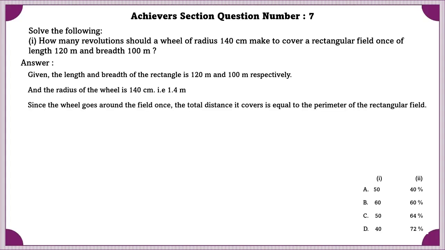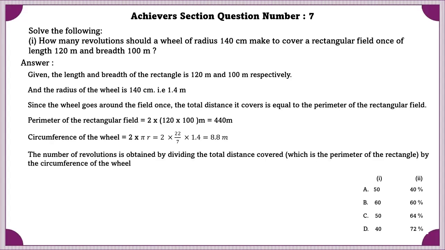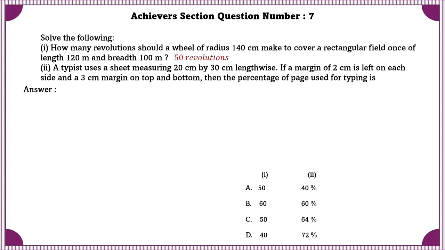Since the wheel goes around the field once, the total distance it covers is equal to the perimeter of the rectangular field. Perimeter of the rectangular field is equal to 2 into L plus B, which is equal to 440 meters. Circumference of the wheel is equal to 2 into pi r, which is equal to 8.8 meters. The number of revolutions is obtained by dividing the total distance covered by the circumference of the wheel. Number of revolutions is equal to perimeter of the rectangular field by circumference of the circle, which is equal to 50 revolutions.